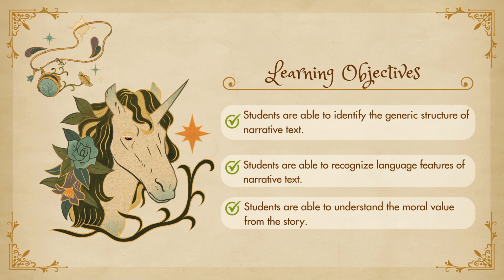Before we start, let me tell you what we will learn today. By the end of this lesson, you will be able to first, identify the generic structure of narrative text. Second, recognize the language features used in narrative text. And third, understand the moral value from the story we'll read together. Are you ready? Let's go!